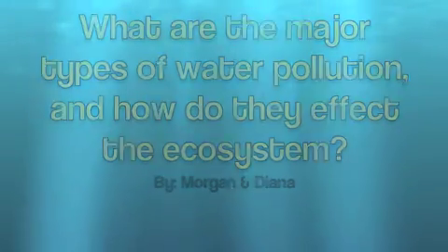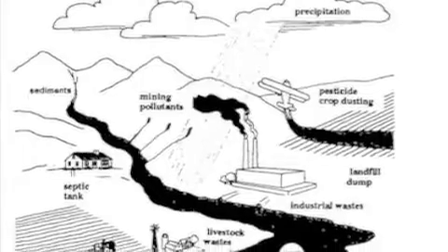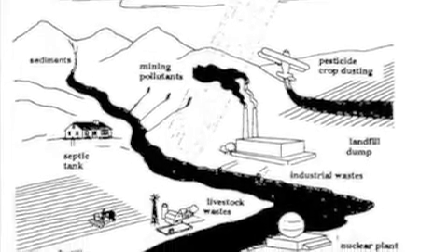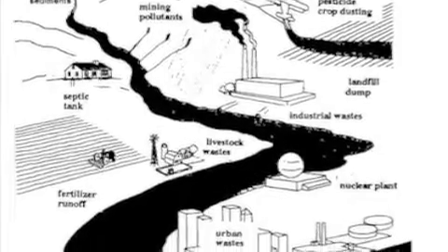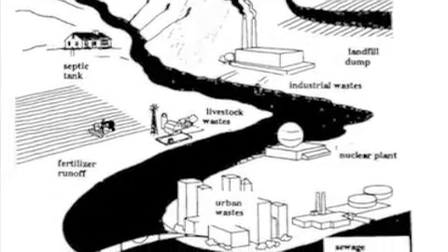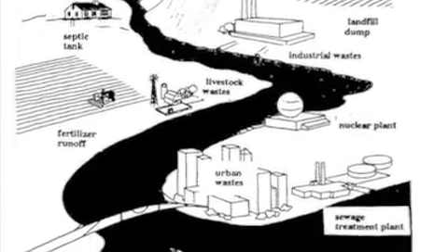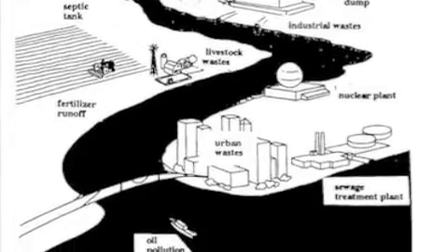Water pollution. This is a picture showing the different kinds of water pollution. Water pollution is the contamination of water with chemicals, particulates, or bacterial matter which degrades the quality and purity of the water.